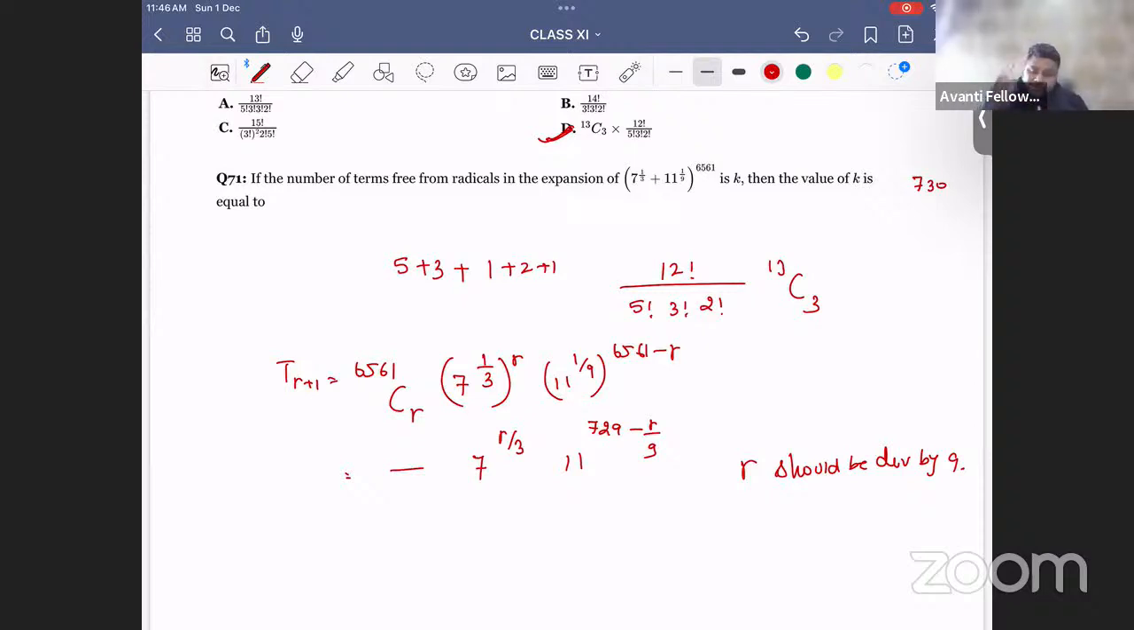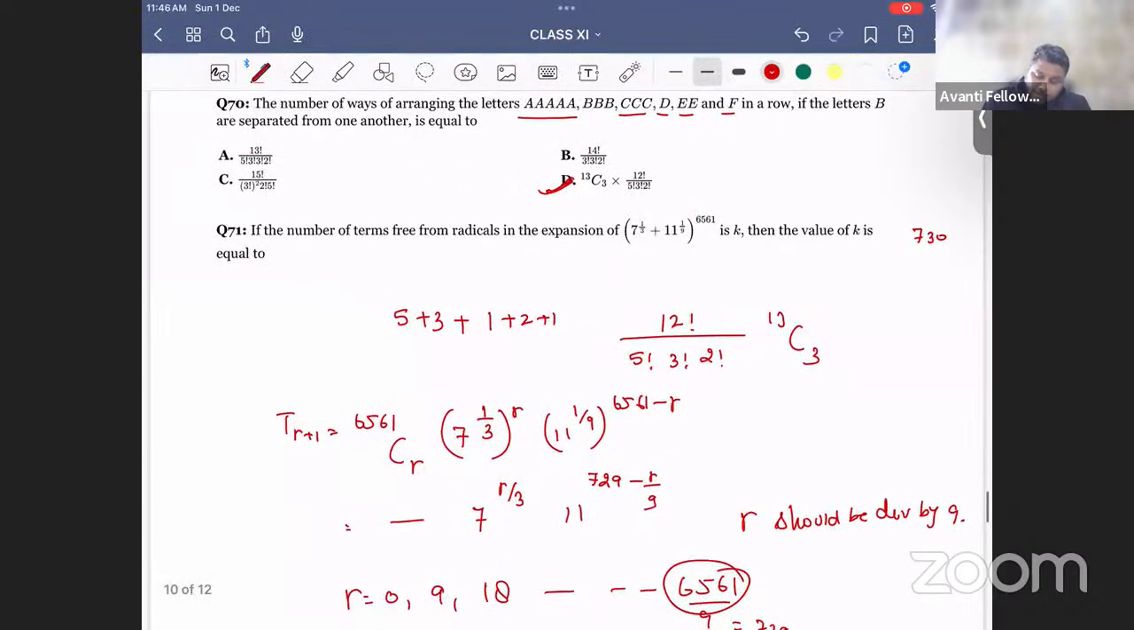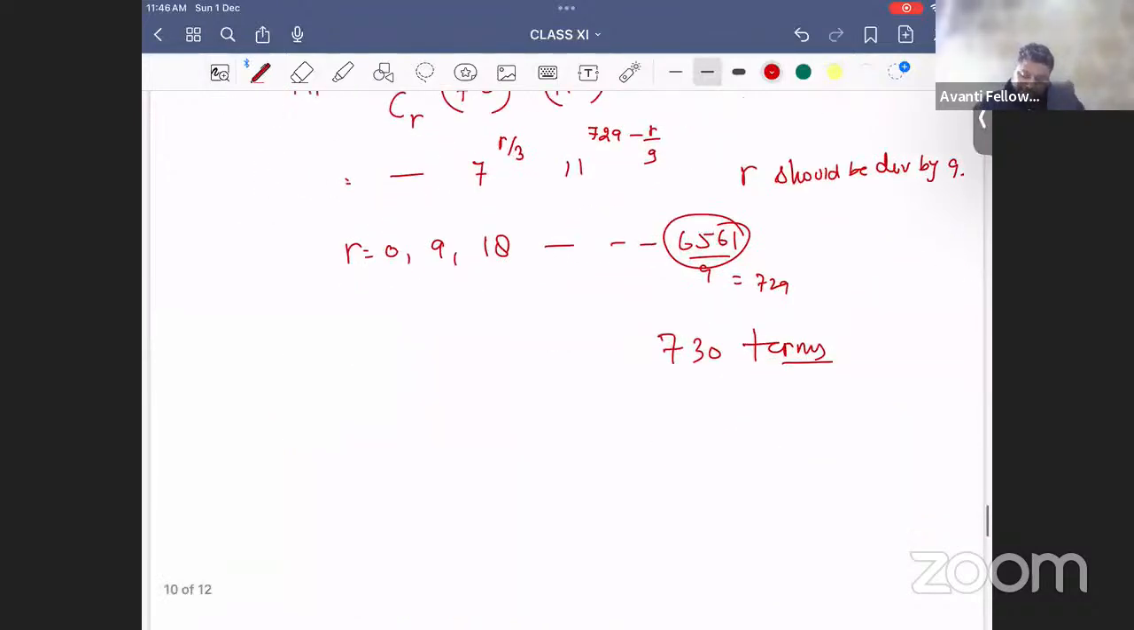Got it? So r can be what? R can be 0, 9, 18, up to what? 6561. So if you divide 6561 by 9, I get 729. So total 730 terms, including 0. So how many terms will be there? 730. Got it?